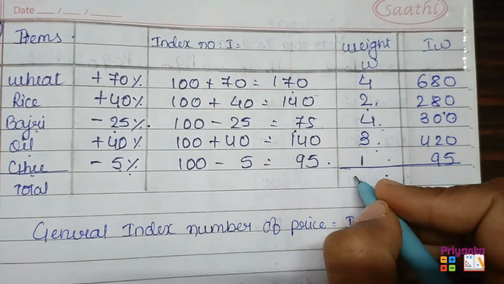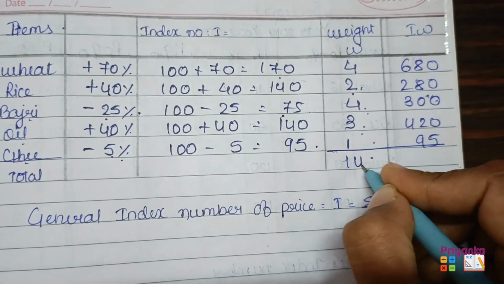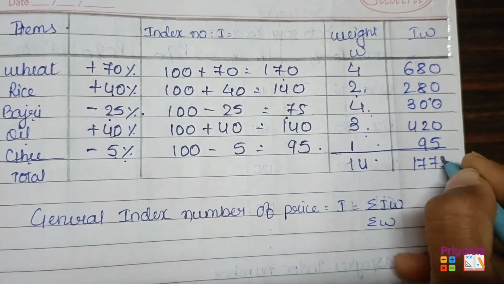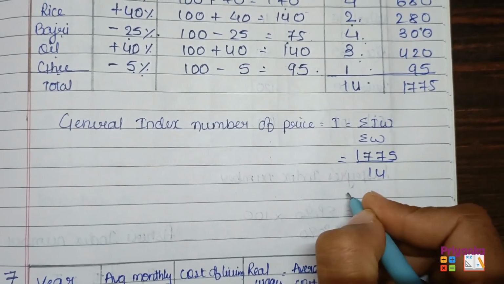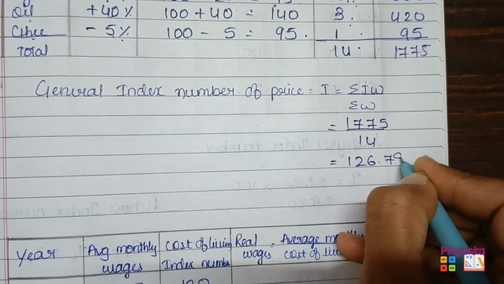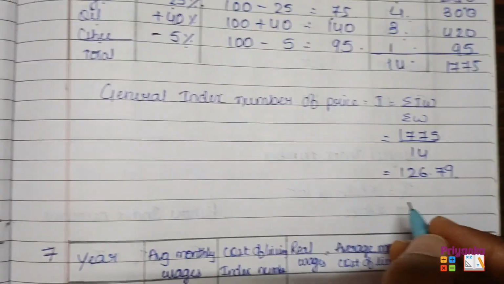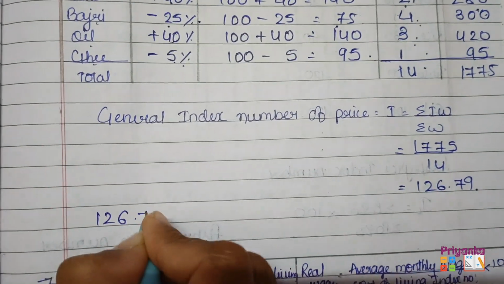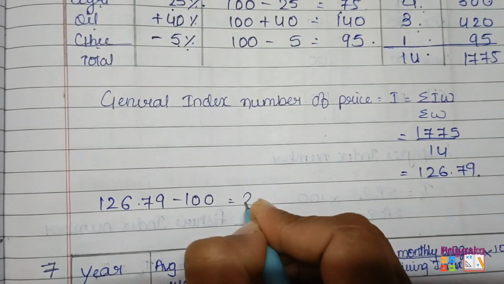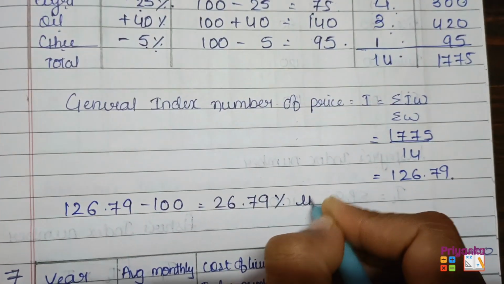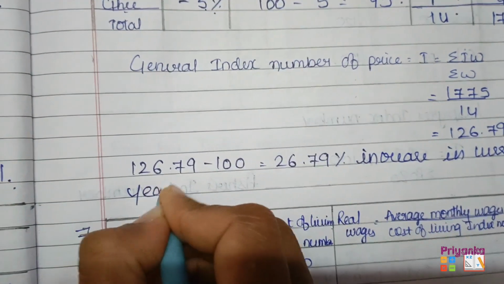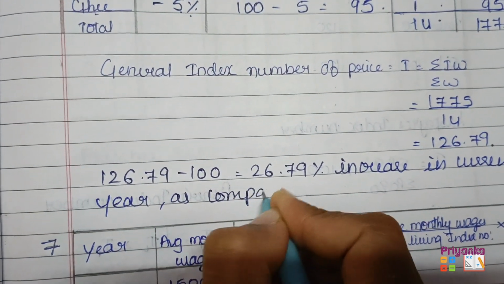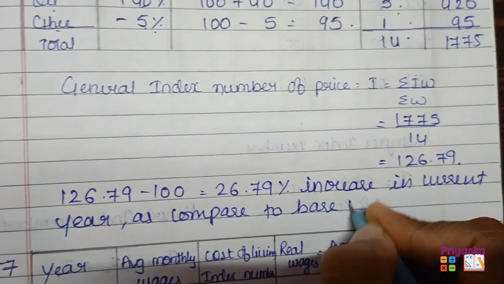Now let's take the total of both. The total of weight is 14 and the total of IW is 1775. Take them into the formula, that is 1775 divided by 14, and here we get 126.79. And in the question it is also told to interpret it. So just take 126.79 minus 100, which means 26.79% increase in the current year as compared to the base year. That's it. Moving to the next question.